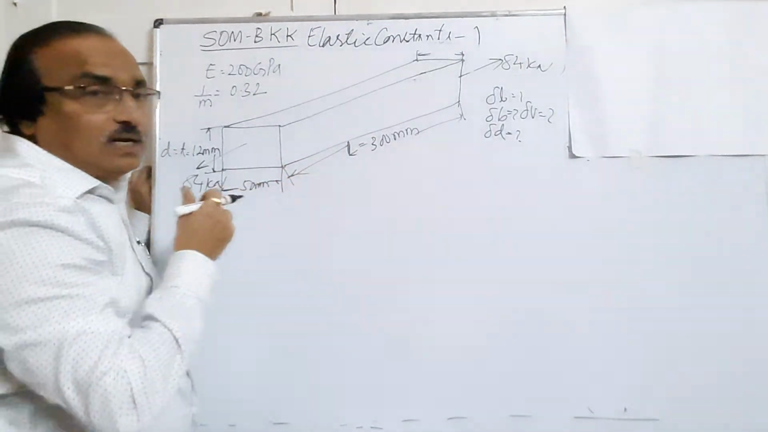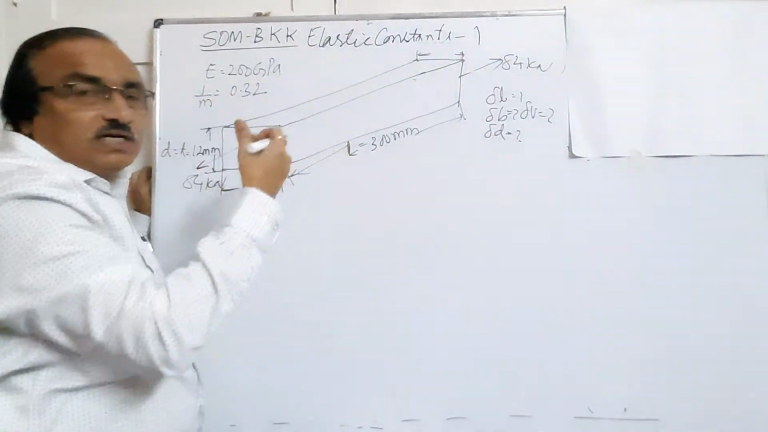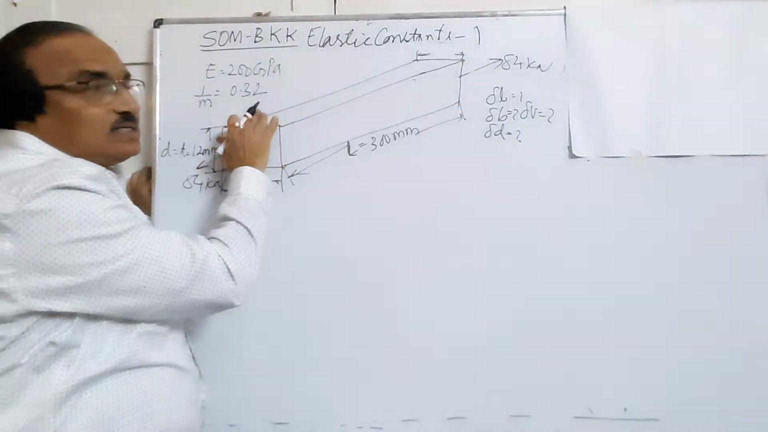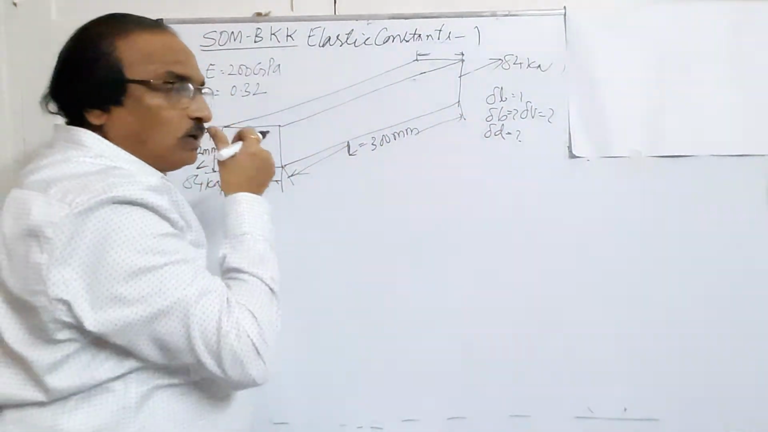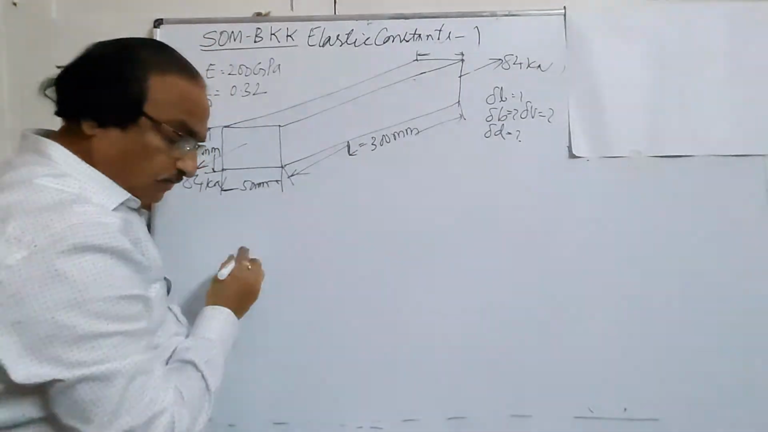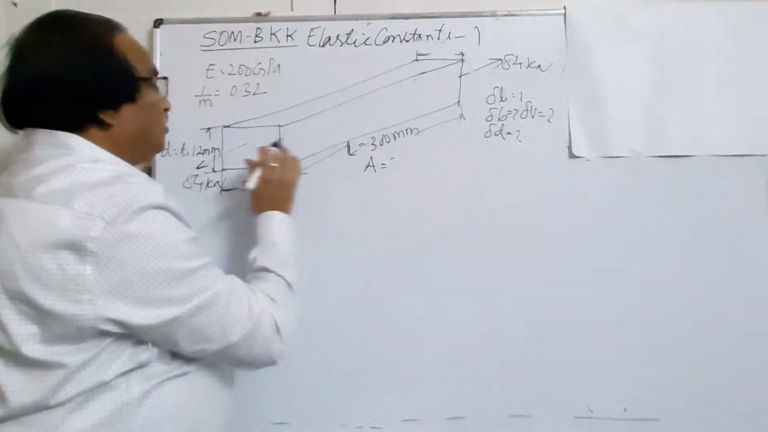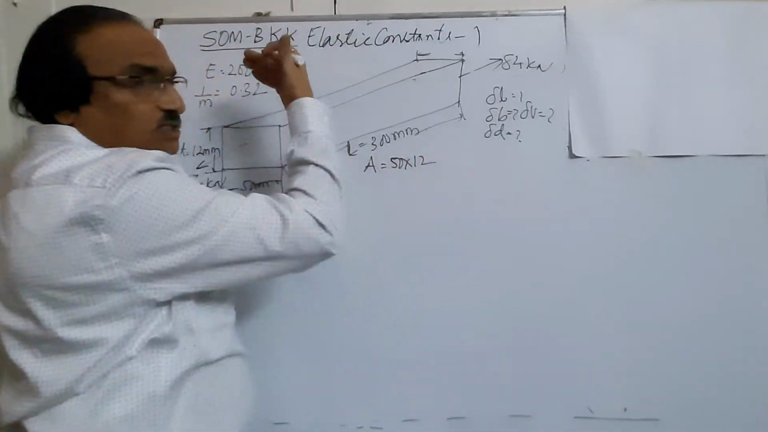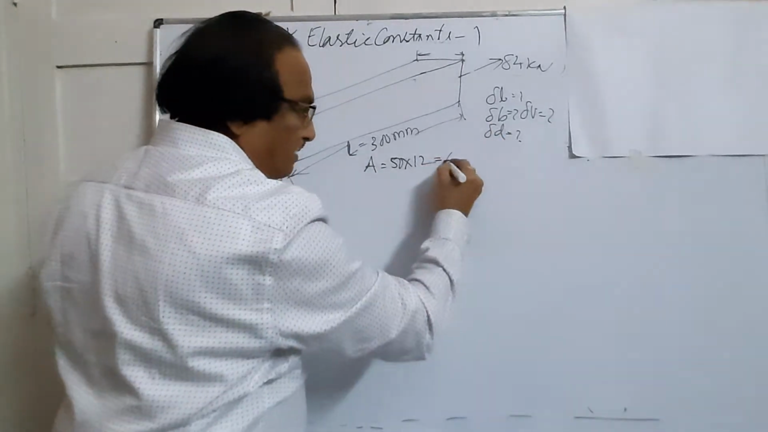Once you know the linear strain, you know the Poisson's ratio. So lateral strain by linear strain will give you lateral strain. Once you know the lateral strain, you can find out the change in the width and depth. So we'll do one by one the steps here. So first we will go for area. Cross-sectional area is 50 by 12. So this will be equal to 600 mm square.